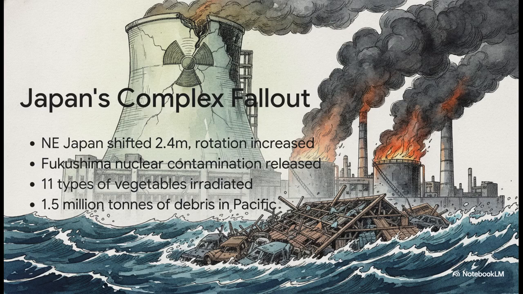The tsunami completely overwhelmed the Fukushima nuclear power plant, which released severe radioactive contamination. That radiation poisoned 11 different types of local vegetables and essentially made a massive area totally uninhabitable. Plus, industrial spills caused 220,000 barrels of oil to literally catch on fire, and 1.5 million tons of tsunami debris got dragged straight out into the Pacific Ocean. It was just a cascade of highly technological disasters.